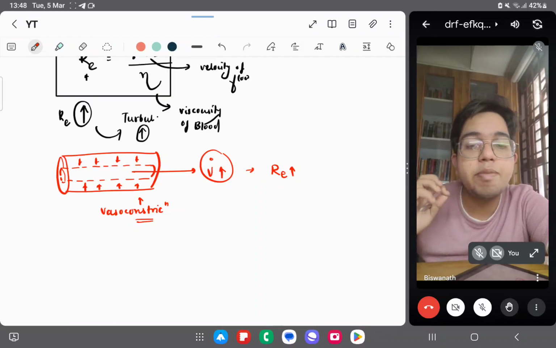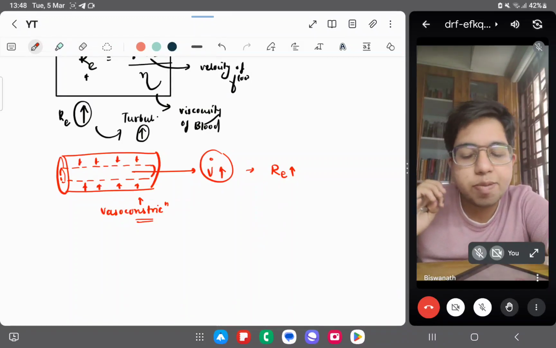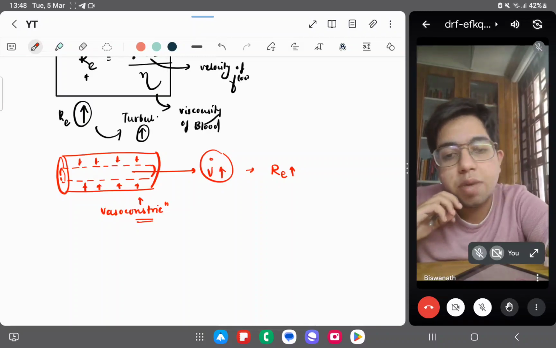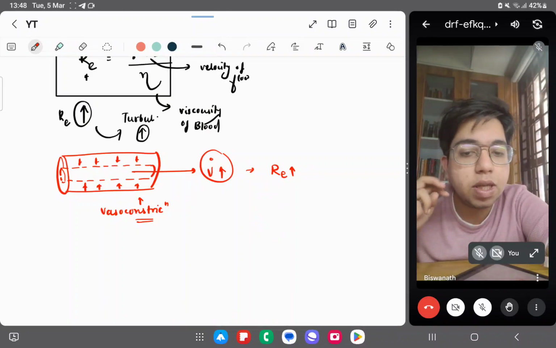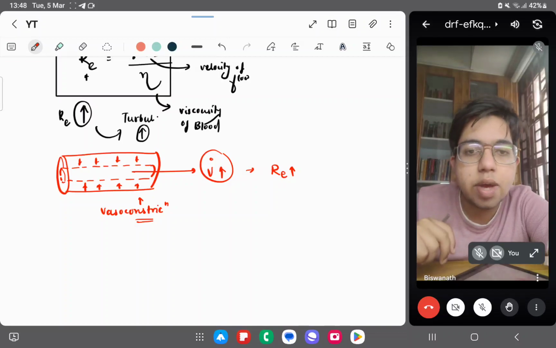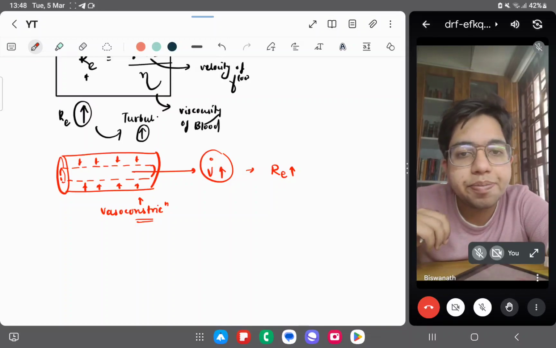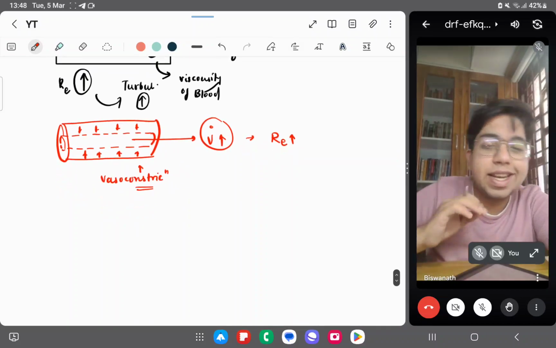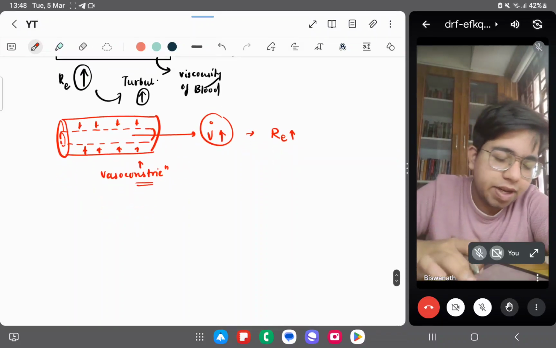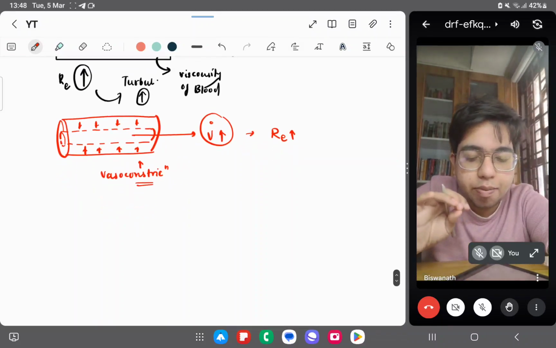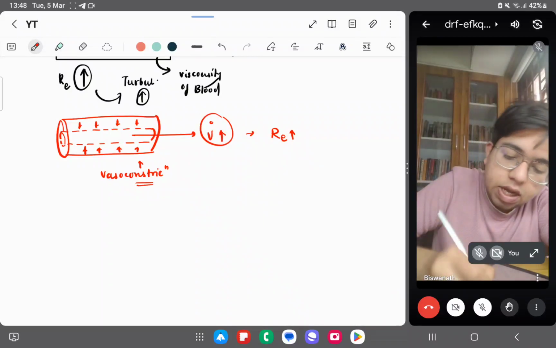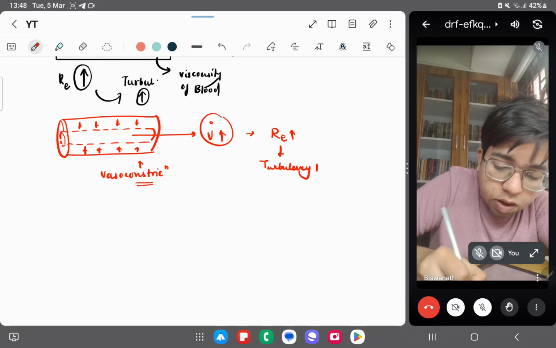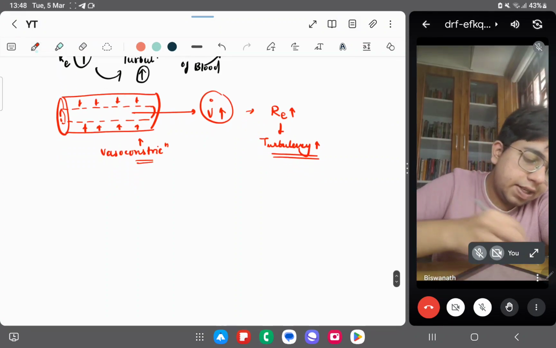This is very important from the pathology point of view, because the formation of the blood clot, the thrombus, and the emboli are dependent upon this turbulence only. Okay, this is one of the factors. And another thing, what is the clinical significance of these things which I'm telling? That vasoconstriction will produce this turbulence. RE increases means turbulency. What is the clinical significance?